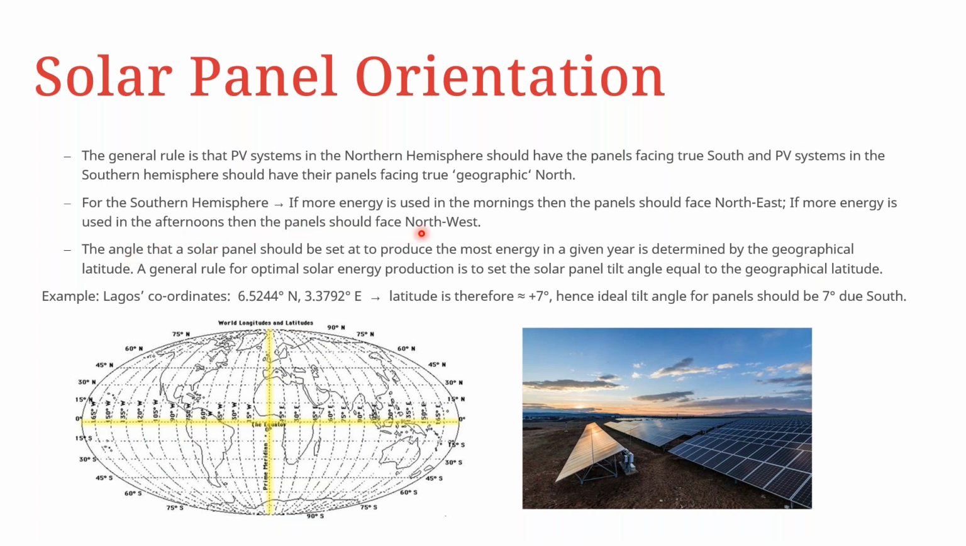The angle of a solar panel that produces the most energy in a given year is determined by the geographical latitude. The general rule for optimal solar energy production is to set the solar panel tilt angle equal to the geographical latitude. For example, we're using Lagos in Nigeria, whose coordinates are 6.5 degrees north and 3.3 degrees east. This means that the latitude is roughly 7 degrees. Hence the tilt angle for the panels should be 7 degrees due south.